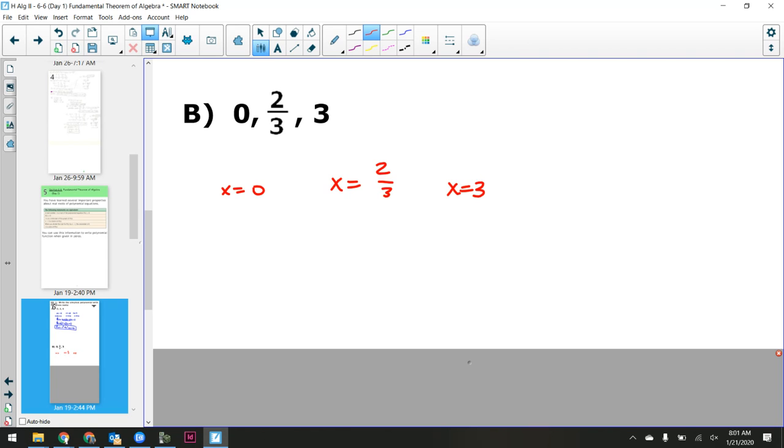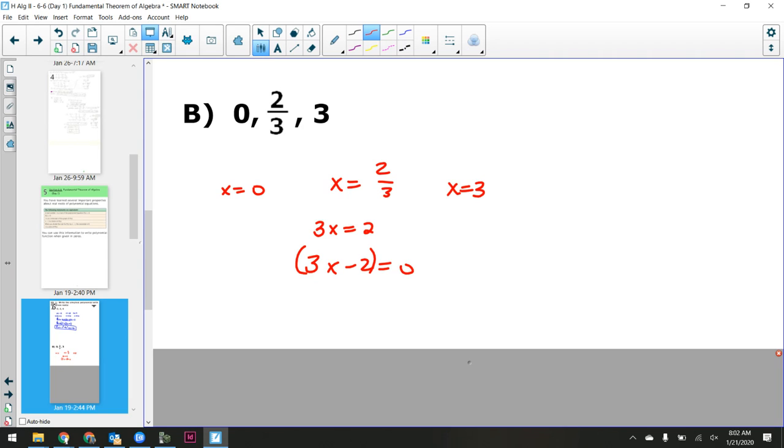Can anybody tell me the corresponding factor that would go along with that root? What would I do with that 3 first? 3's on the denominator, so what should I do to bring it back over? I'd multiply it, right? So we get x equals 2/3, 3x equals 2, and then what would I do with the 2? Subtract it back over. So 3x minus 2, that's the corresponding factor that goes along with that root.